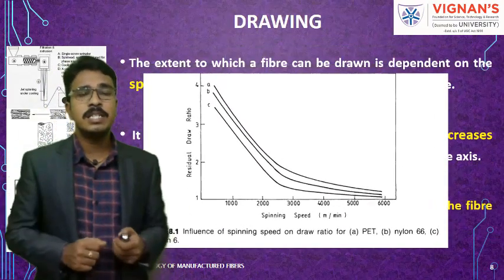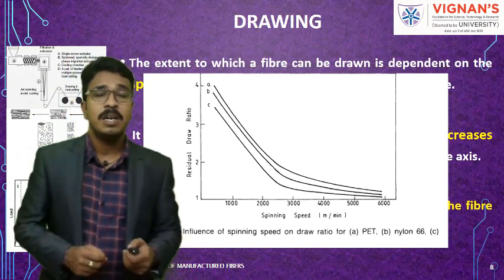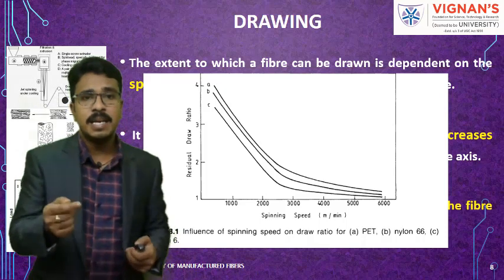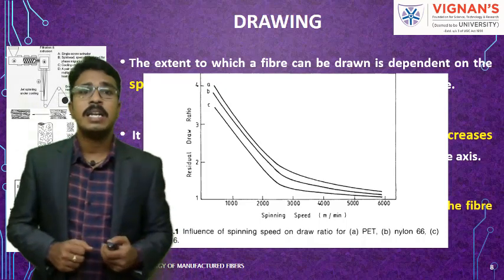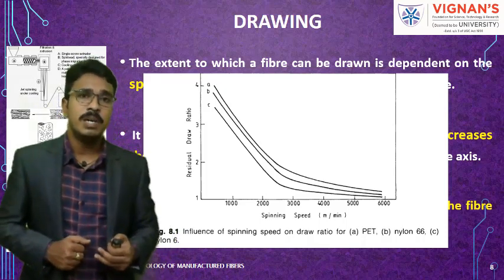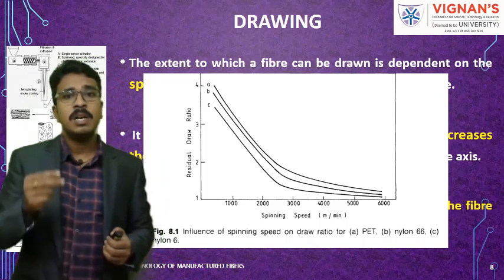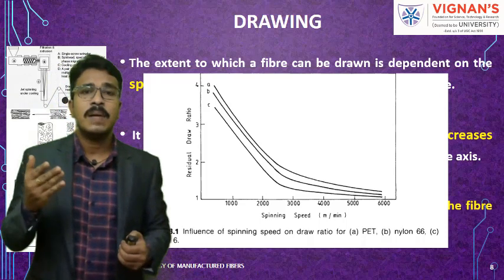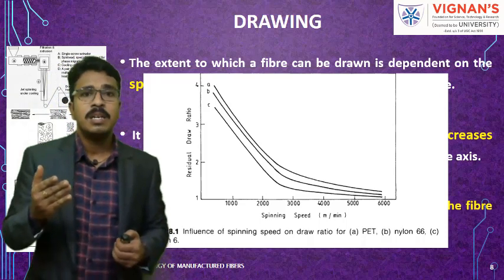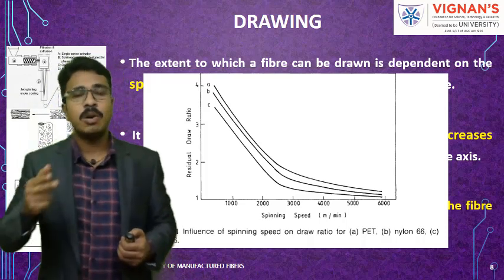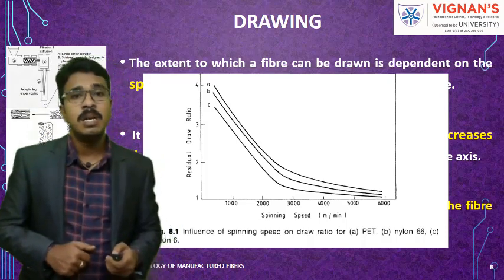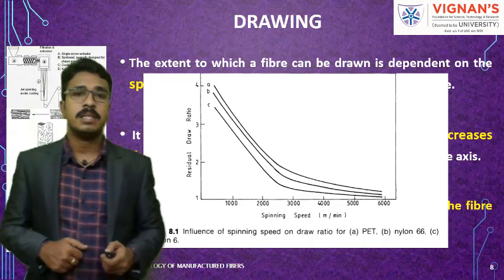Now you can see in this graph, you can understand the concept very clearly. In the x-axis you have spinning speeds, and in the y-axis you have residual draw ratios. If you are increasing your spinning speeds from 1000, 2000 and 3000, what is happening? The residual draw ratios are decreasing. Understand? Residual draw ratios are decreasing. Okay.